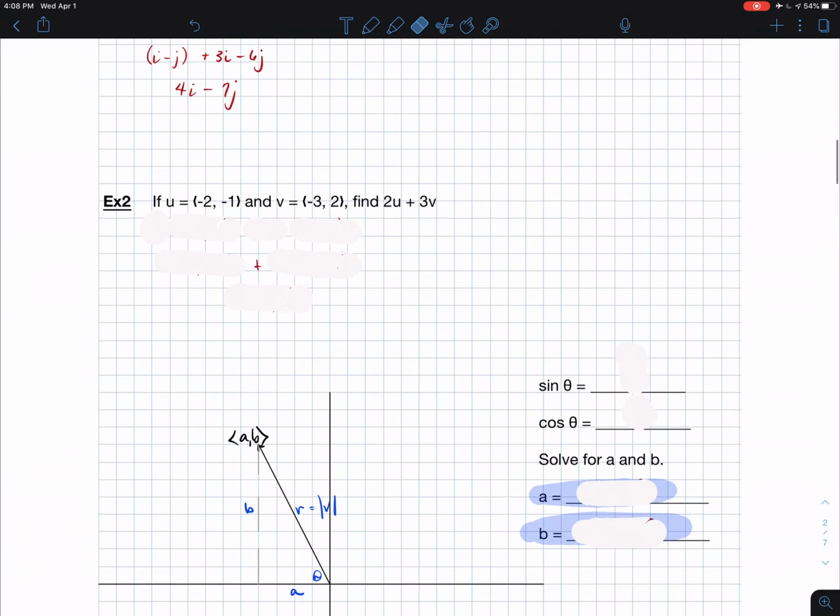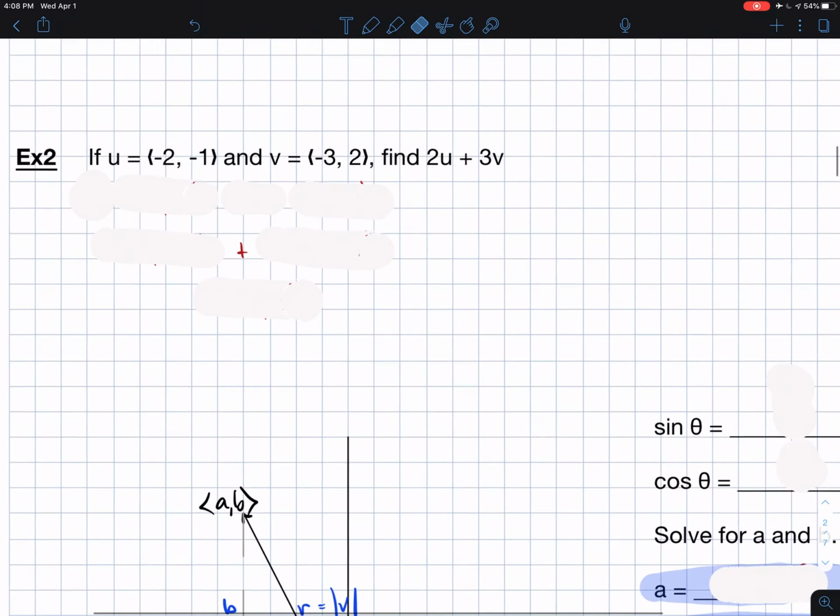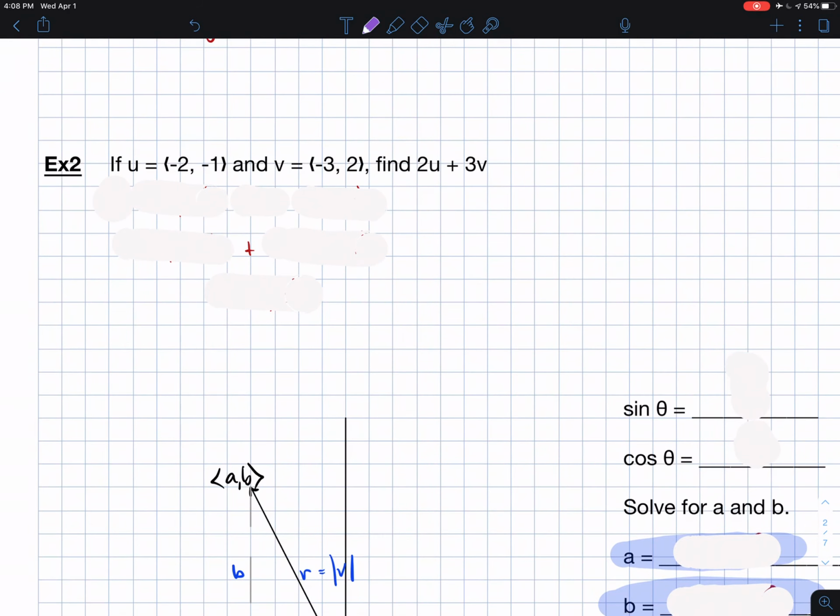Example number 2 is the exact same concept, it's just using the other notation. You'll notice here that these are pointy brackets. I know it's not very obvious, but they are pointy brackets, so be careful when you see those. So I've been given two position vectors. There's one of them, and there's my second one. I'm asked to find a new third vector. And so once again, I'm just going to plug and chug. So there's my 2 times my vector u plus my 3 times my vector v.